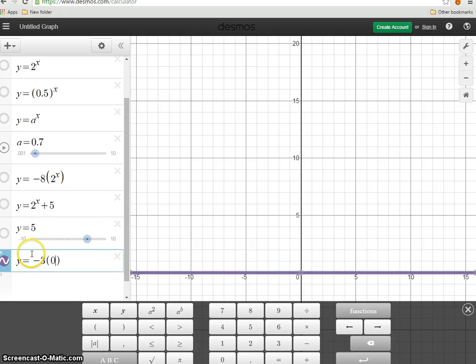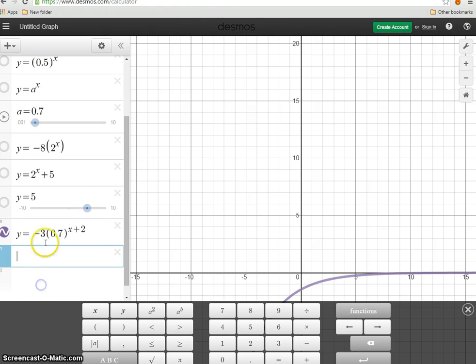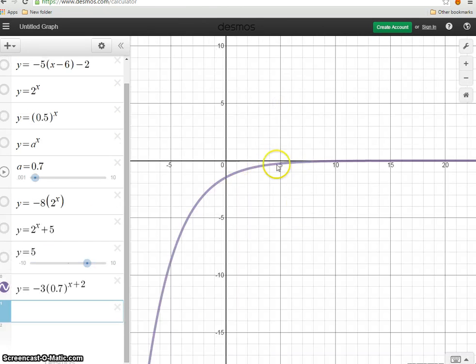Okay, so we got negative 3, 0.7 to the x plus 2. Okay, so there's your graph, and again, try and fill in the chart with everything you know, and we'll take up the answers when you're ready.